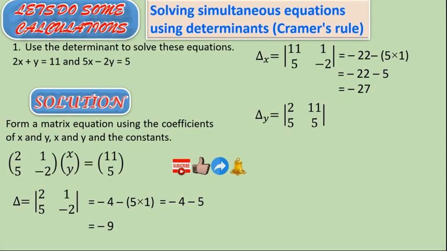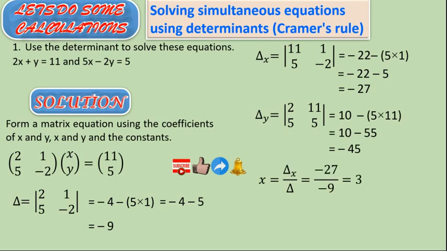So now, solving that, the leading diagonal gives us 10. And this direction is minus, giving me minus 55. Simplifying, I have minus 45. So now we have that solved, and we can write it down. We have 10 minus 5 times 11, which is minus 55. 10 minus 55 is minus 45.